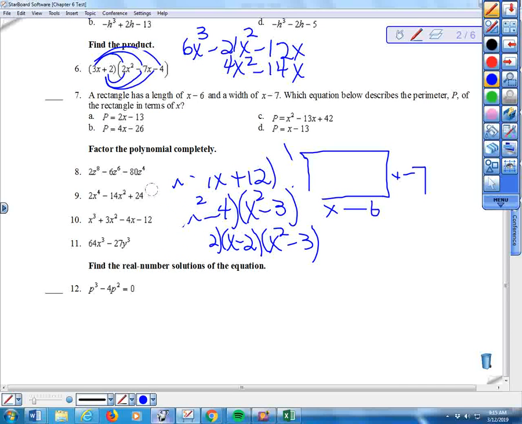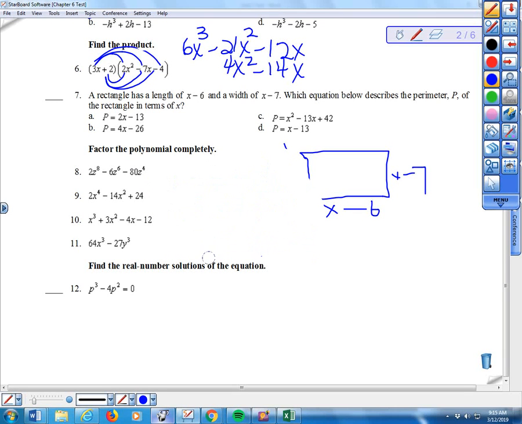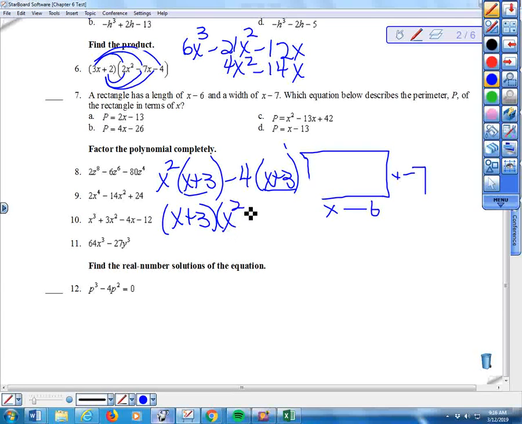Okay, number 10, I told you several times, whenever you see 4 terms on a test, you're going to factor by grouping. To factor by grouping, we just look at the first 2 terms, factor out what we can, which is an x squared. What's left is x plus 3. Look at the next two terms, factor out what we can, a negative 4, x plus 3. We know we've done it right when this factor is the same on both. Now we're going to pull an x plus 3 out of both terms. What we have left is x squared minus 4, which is factorable. So this is x minus 2, x plus 2. And I'm done.